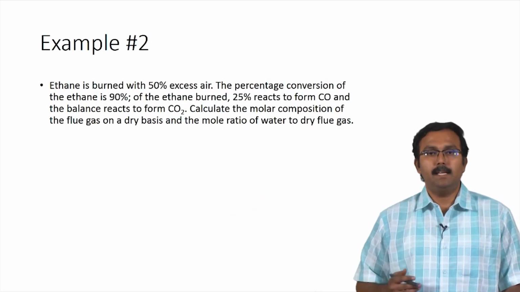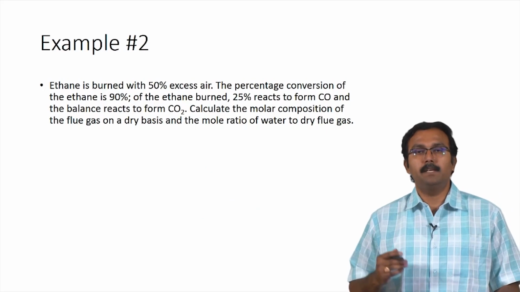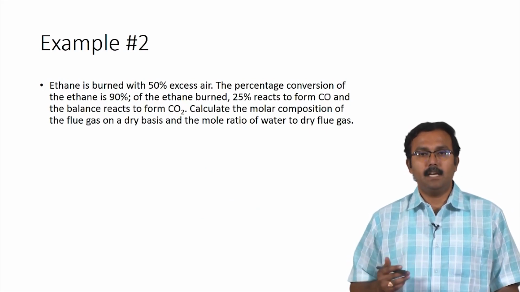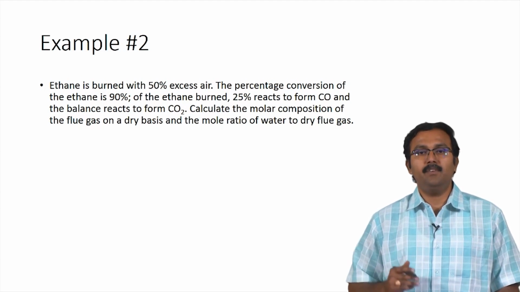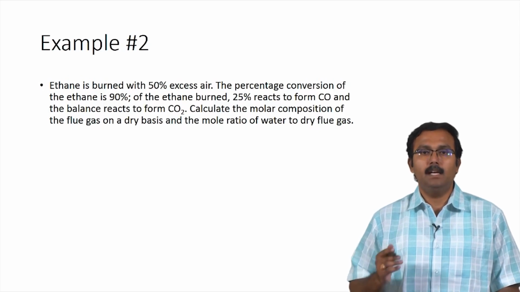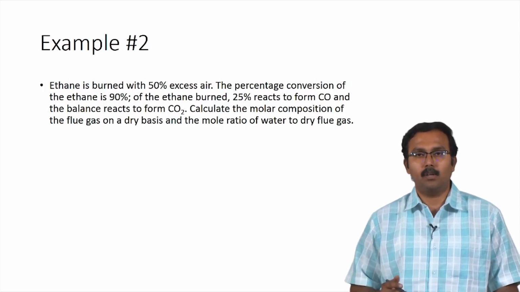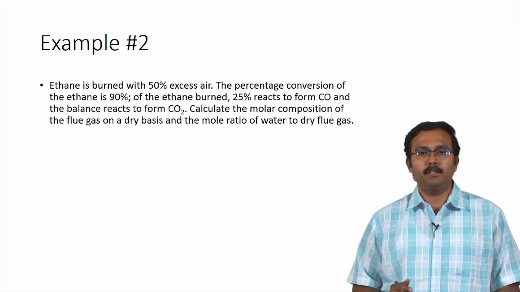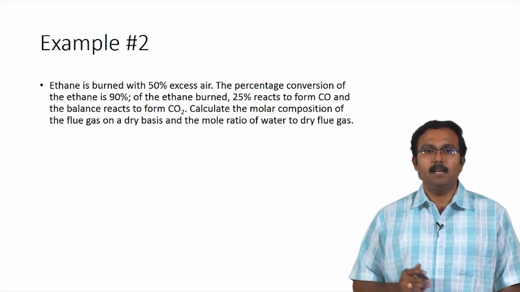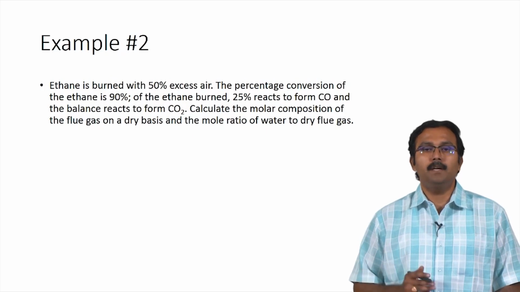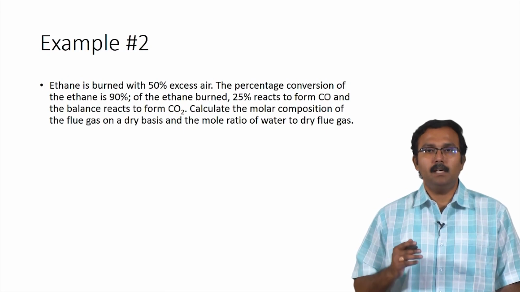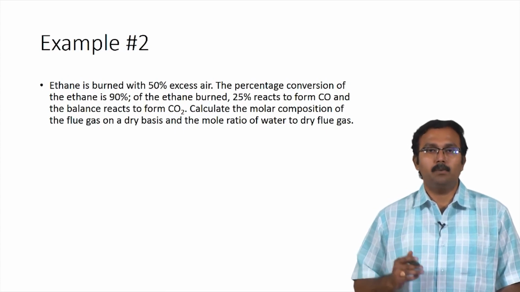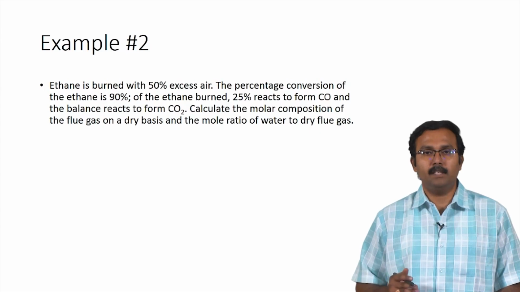This example problem states that ethane is burnt with 50% excess air. The percentage conversion of ethane is 90%, and amongst the ethane which is burnt, 25% reacts to form carbon monoxide and the rest reacts to form carbon dioxide. Calculate the molar composition of the flue gas on a dry basis and the mole ratio of water per dry flue gas. So, this problem gives us a partial combustion reaction. That is why you have both carbon monoxide and carbon dioxide forming.